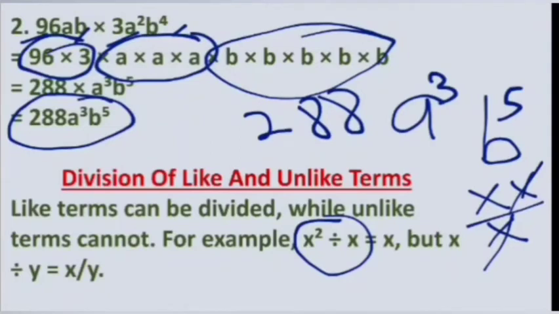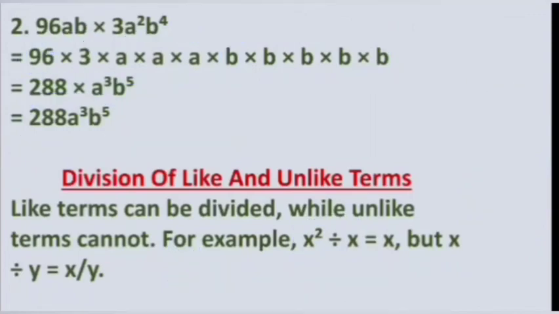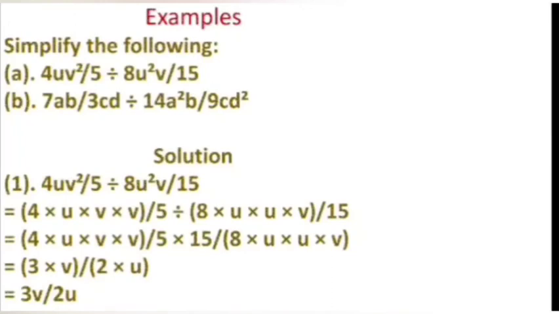But x divided by y can only be x over y. You can't cancel, nothing to cancel. That's why it's not possible to divide terms with different letters, because they're actually different, nothing to cancel out. If you have this at the back of your mind, it will help you a lot. Now let's take some examples. I'm sure you're ready. Let's go.